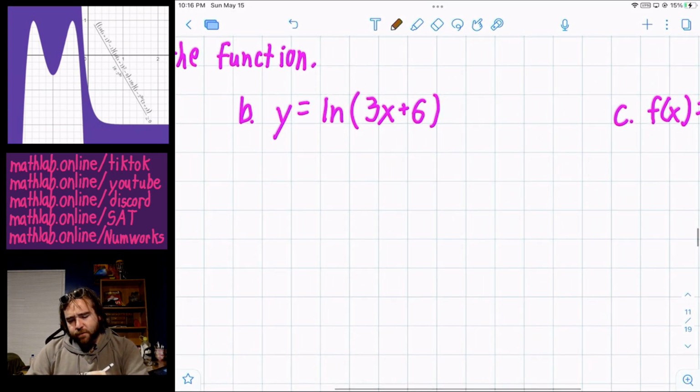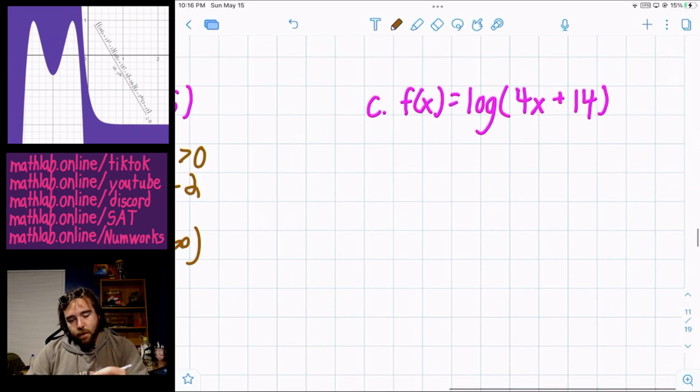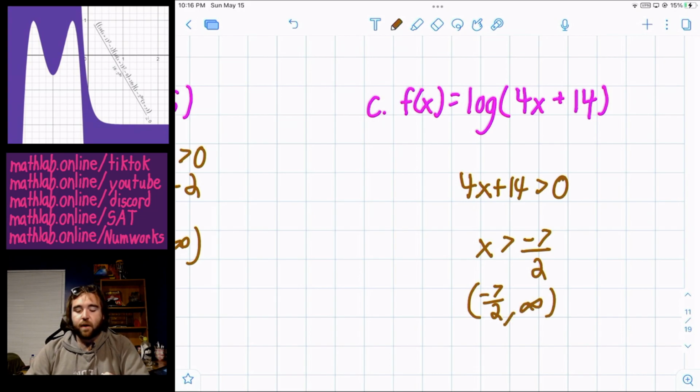And we're just going to do the same for all of these. Nothing too special going on. And same deal, 4x plus 14 is greater than 0. So x is greater than negative 7 halves. So from negative 7 halves to infinity.